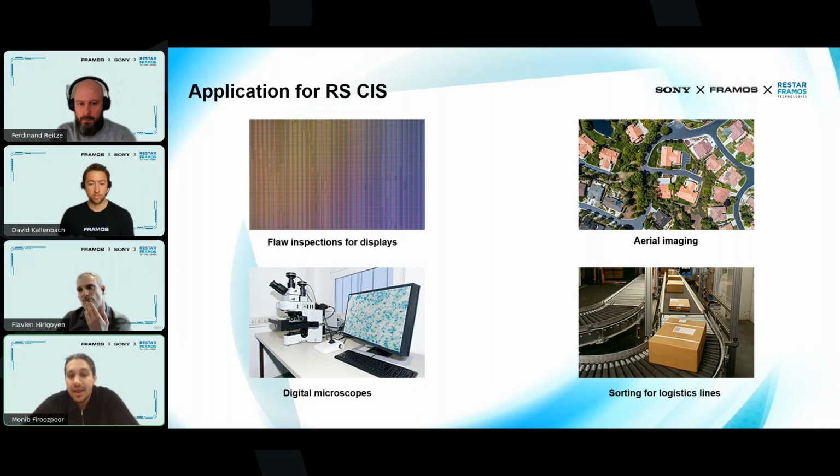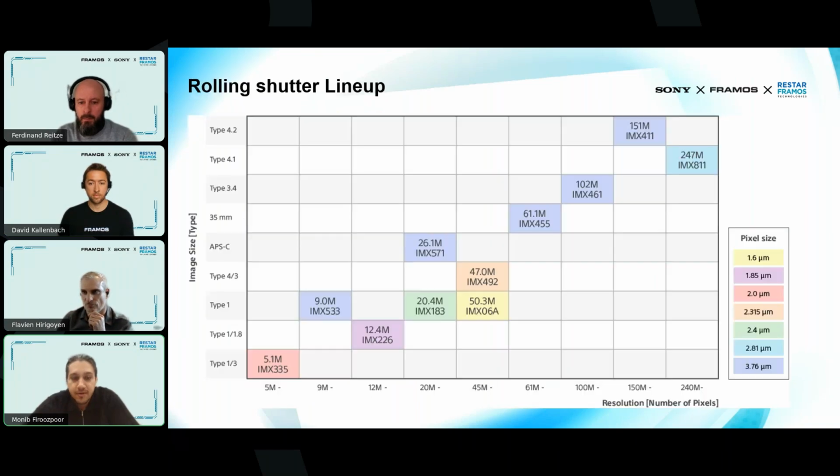It could be in a digital microscope. It could be in aerial imaging devices, aerial mapping devices and airborne systems, and sorting for logistics lines, especially slow-moving lines. But my favorite out of all of them would be aerial imaging. And in terms of the current product lineup, in the market as of now, they say anything above 1 inch optical size could be considered a large format.